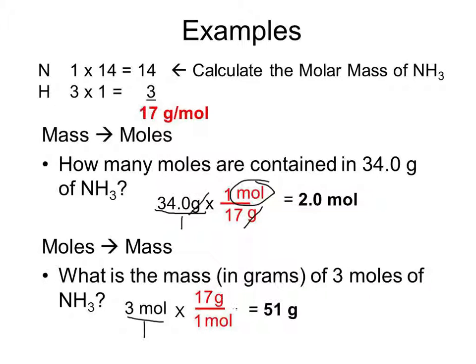When we do our cancellation, 1 mole to 1 mole, we're left with grams. And our final answer is 3 times 17 divided by 1 times 1. And we'll show we got 51 grams. Again, another self-check. Is the number of grams that we've obtained larger than the number of moles? It is. Therefore, we've probably done the calculation correct.